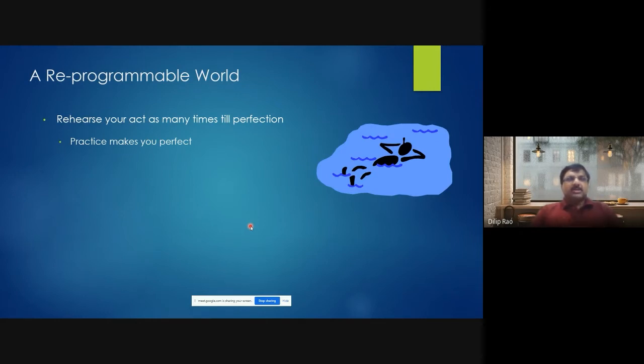The main advantage here is that we can rehearse our act as many times as needed until perfection. Practice makes you perfect, which means there is no risk of losing money if a design bug is discovered quite late in the cycle. It is just a matter of reprogramming and re-downloading your configuration again into the device. That's the benefit we are reaping here.